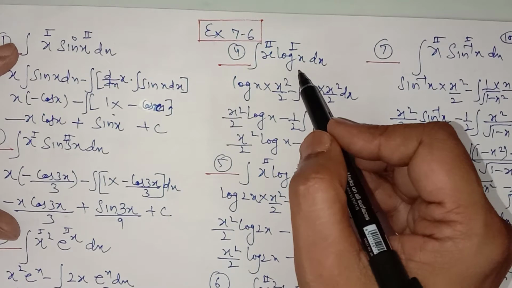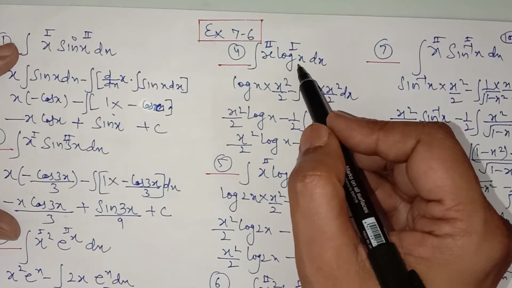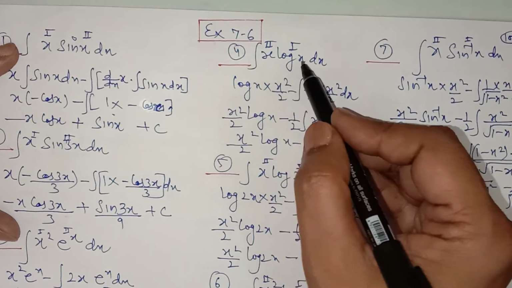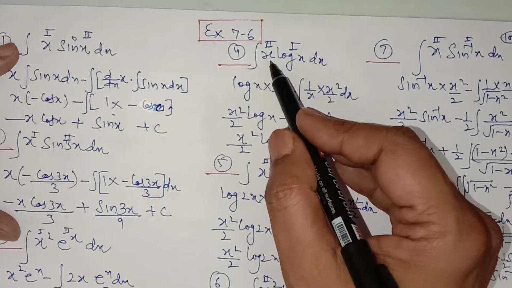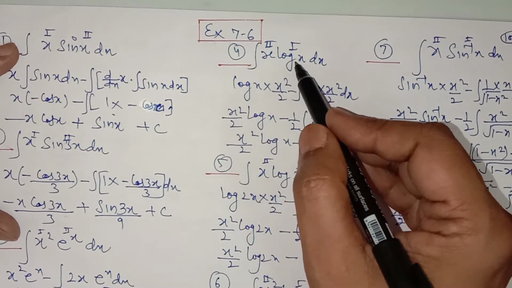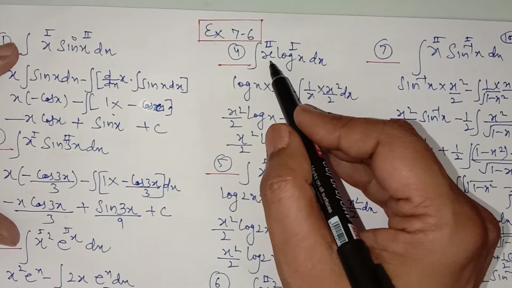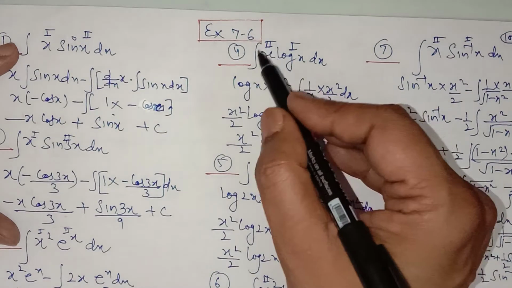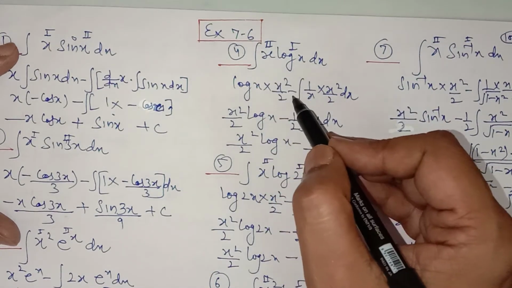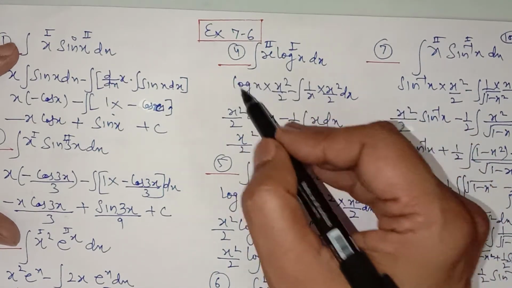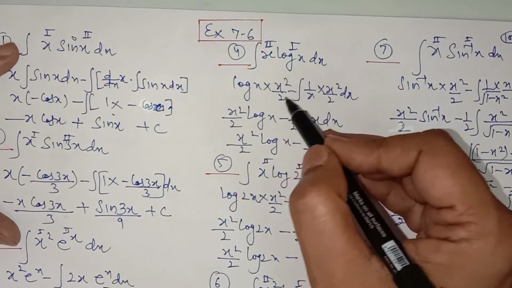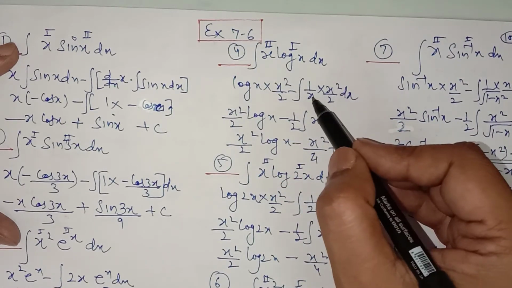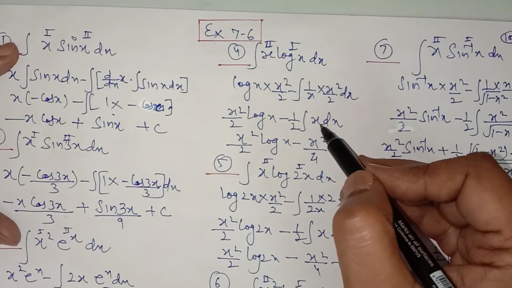Algebraic and logarithmic, so you have to take the logarithmic function as the first and algebraic as second. In the word ILATE, log is coming first, then algebraic. So log as the first function, algebraic as the second. First function as it is, that is log x multiplied by integral of second, that is x square upon 2, minus derivative of the first, which is 1 upon x, into integral of the second, which is x square upon 2, this bracket. X will be cancelled out, so you have to integrate only x, which is x square upon 2.